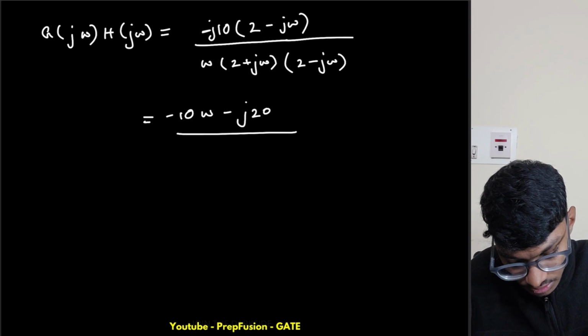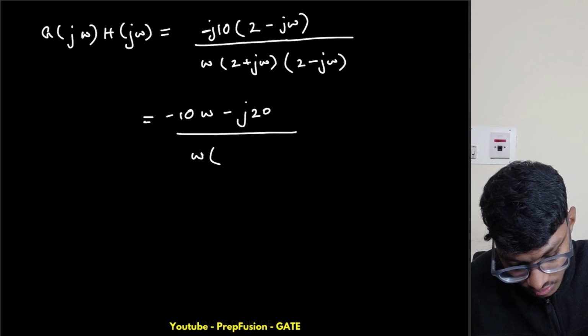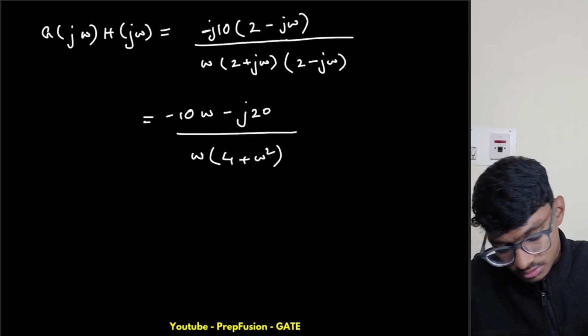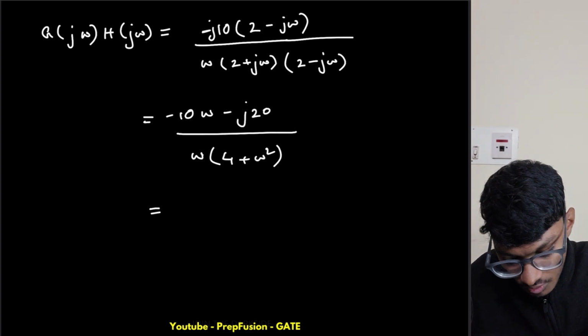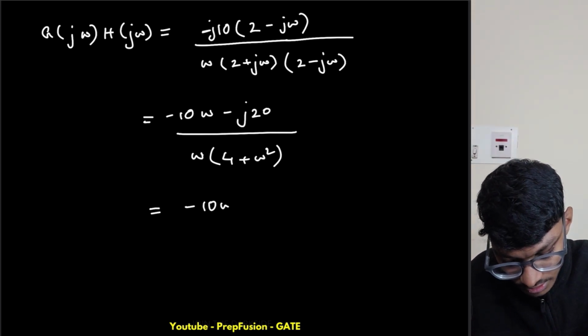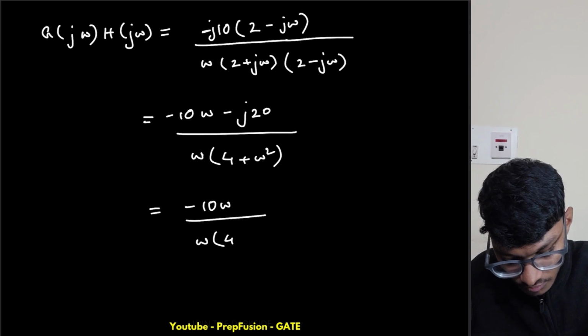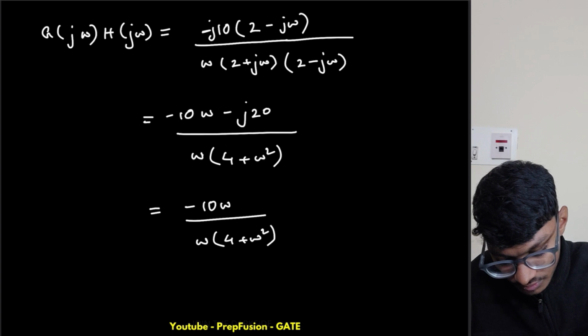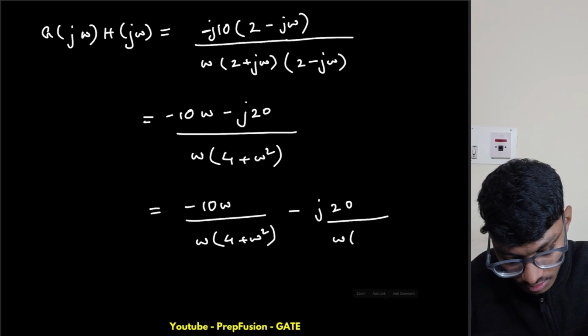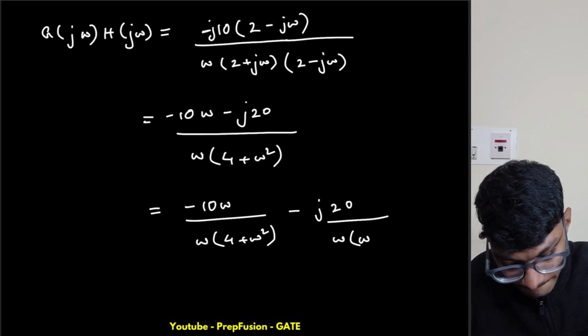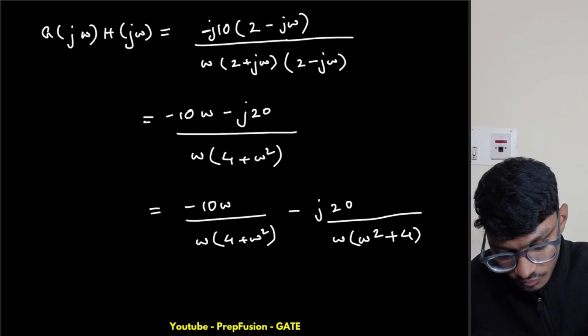Divided by, what is this? This is omega into 4 plus omega square, right? So this is the denominator basically. Now how can I separate this one? I can write this as minus 10 omega divided by omega into 4 plus omega square, where the omega will be cancelled, minus j 20 by omega into omega square plus 4. So I get this one.